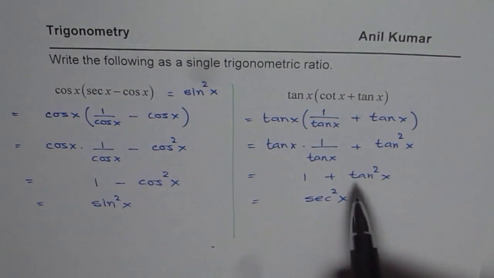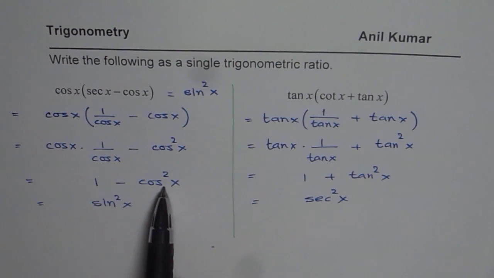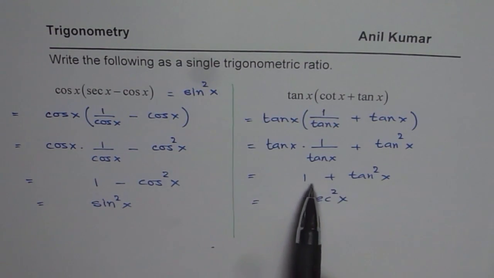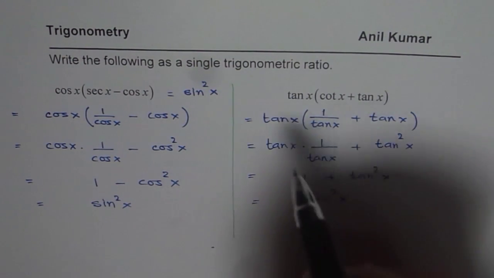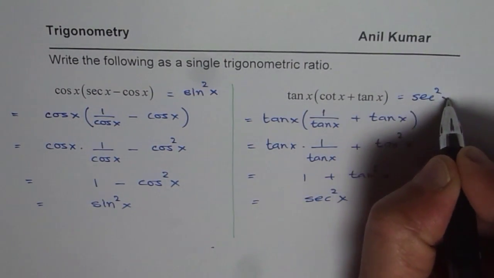Now this is a Pythagorean identity, just as the one we have, sine square x plus cos square x equals 1. I'll provide you with a link which will give you more details about 1 plus tan square x equals secant square x, just for review, right? So we can write this expression as equals to secant square x.